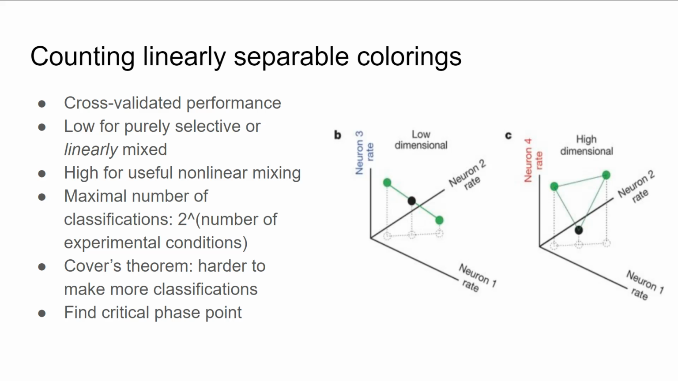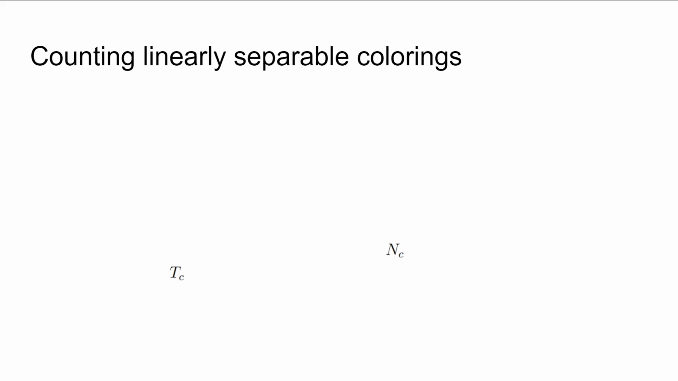So that phase point is what they're going to say is proportional to the dimensionality of the thing. Just ignore the NCs and NCCs. Okay, so this is the method that they're going to use.